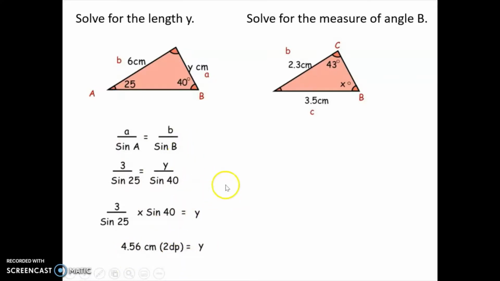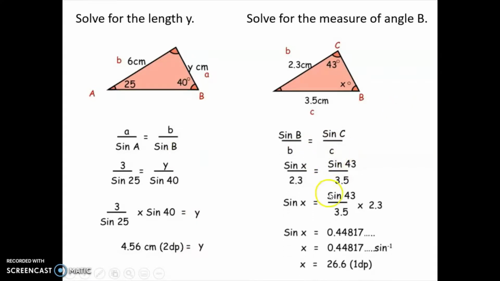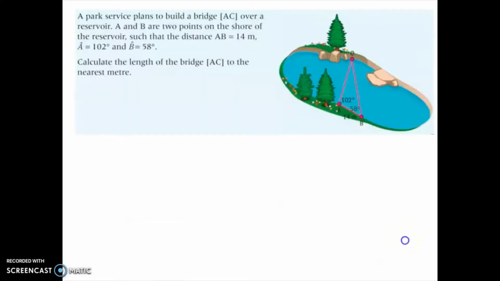Sine rule has been set up. Try the next one here. Okay, in this one, there's our sine rule. In the end, we can find an angle here. So double check your work. You should be feeling better about the sine rule right now. Let's look at some more.